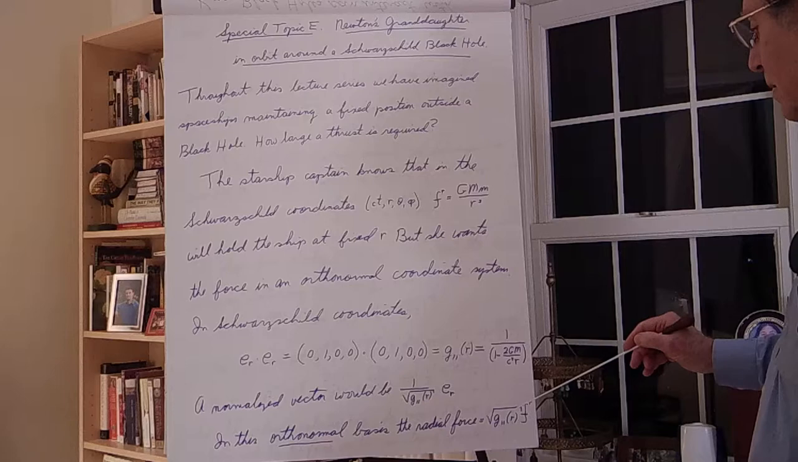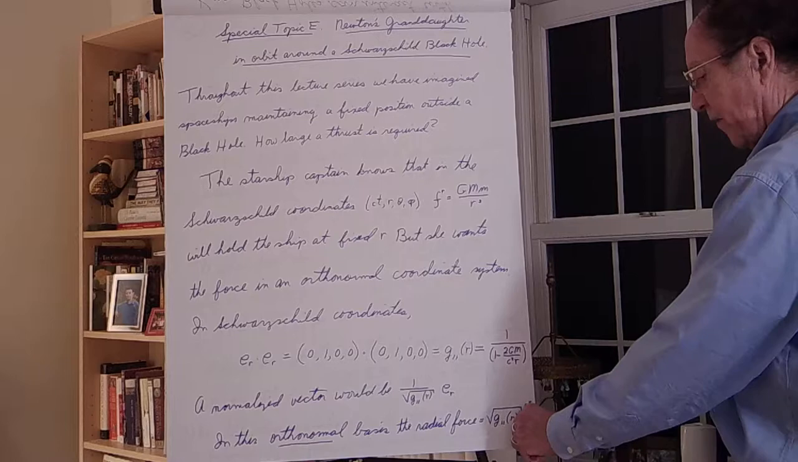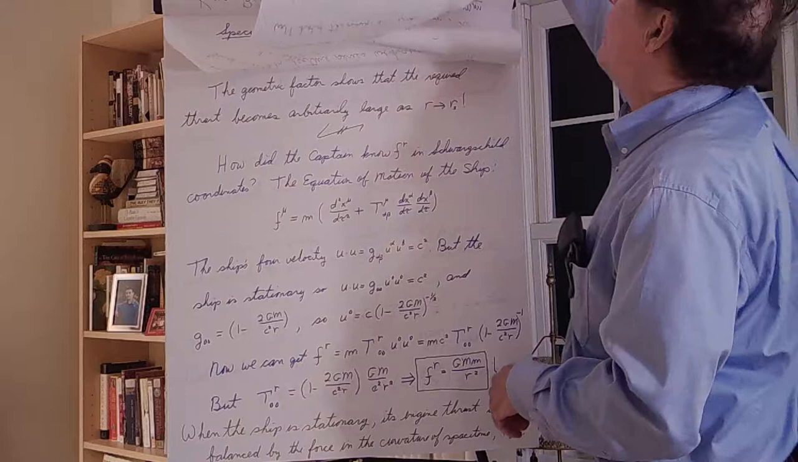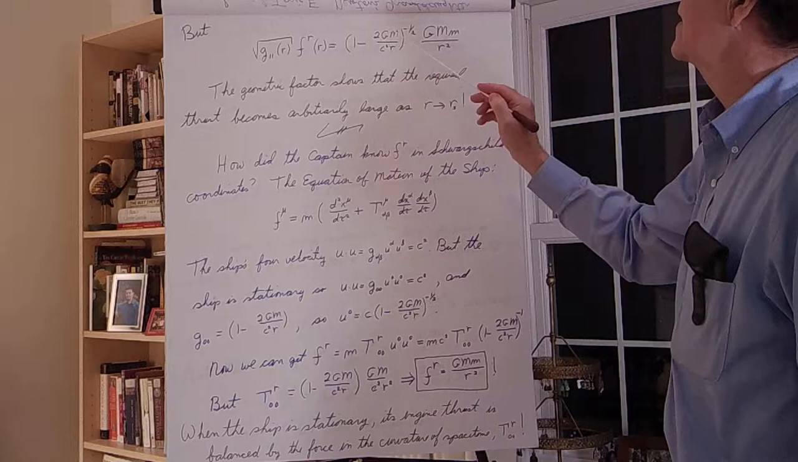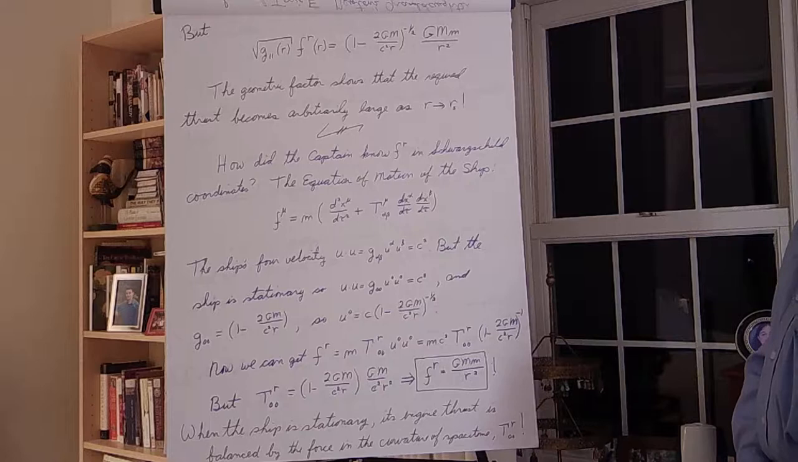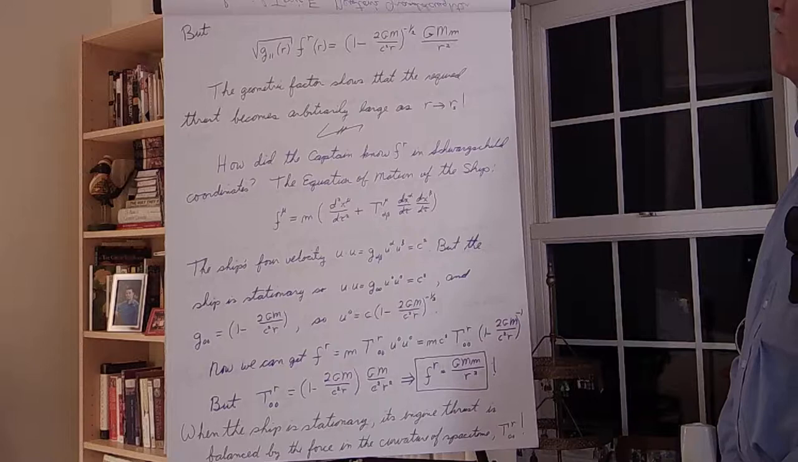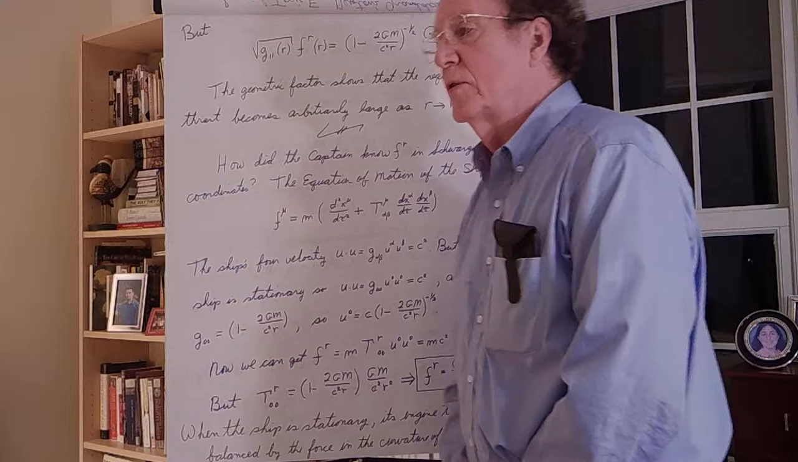Okay, so this then is the force that Mr. Newton would feel more comfortable with, because it's the component of the force in an orthonormal basis. Okay, and what is that? Well, I just take the square root of this and I just take that. Okay, so I see that for Mr. Newton, the force actually at the event horizon diverges. I come in from far away, and my starship has to provide a force which goes to infinity as I get ever so closer to the Schwarzschild radius.